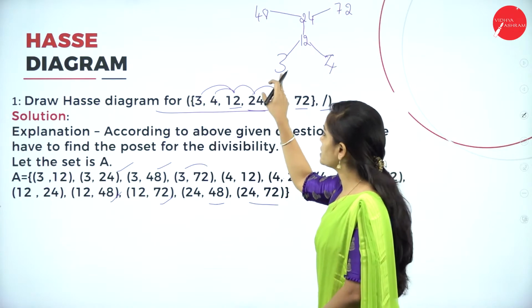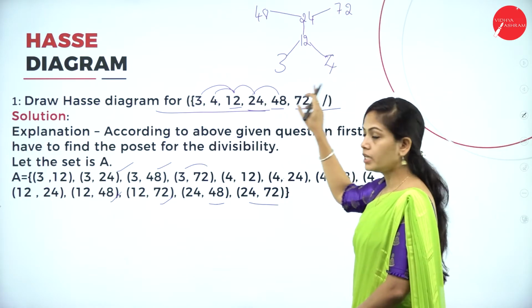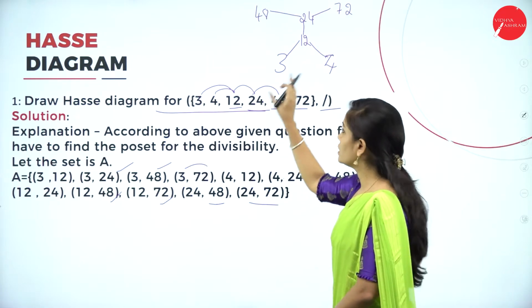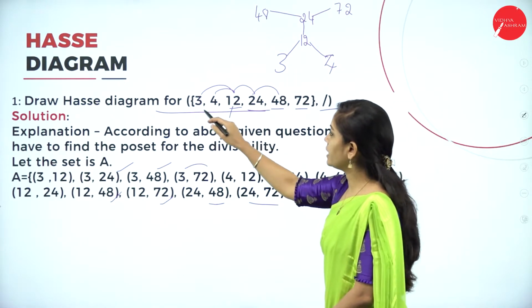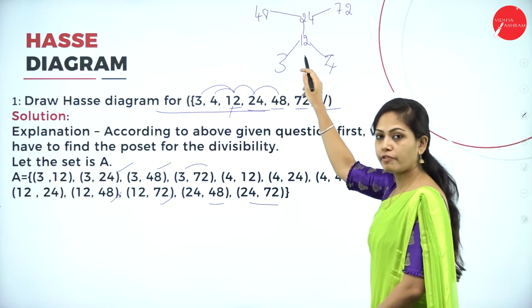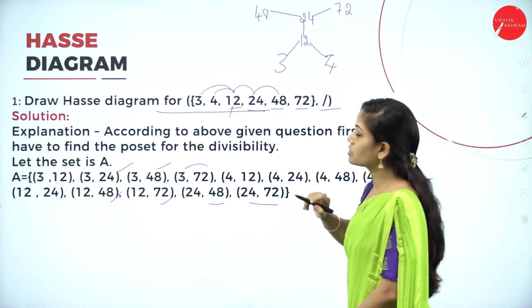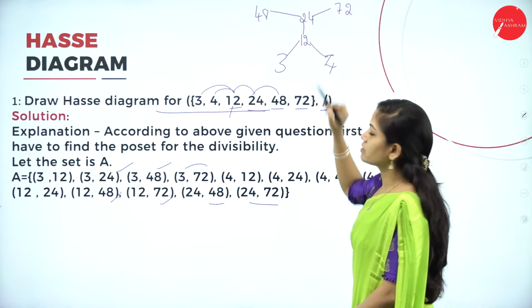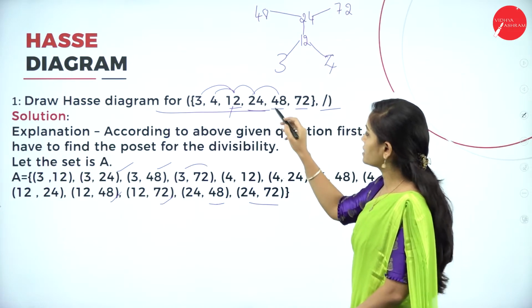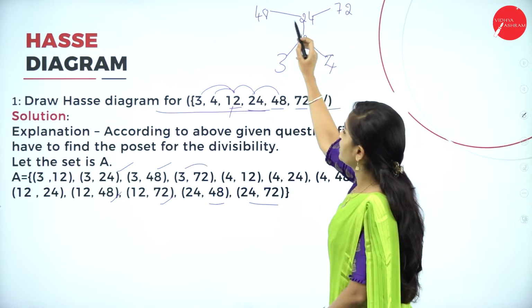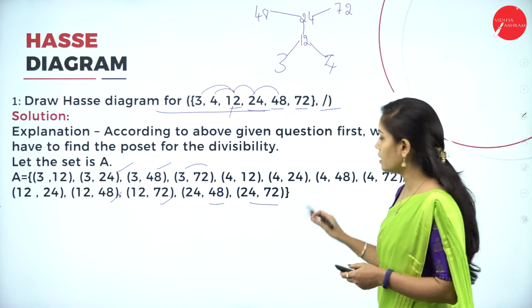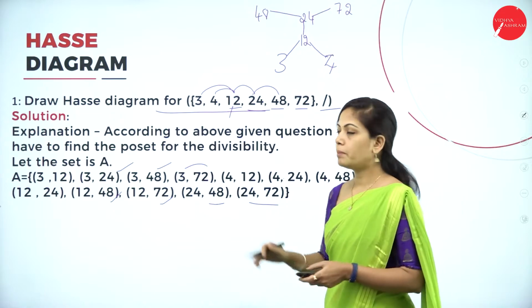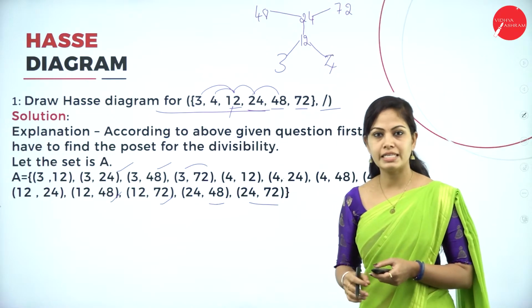So first element is 3, the second element is 4. So 3 cannot divide this 4. So I will separate the elements 3 and 4, and then 12. 3 can divide 12, 4 can also divide 12. And the next element is 24. 12 can divide 24, right? And the next element is 48. 24 can divide 48, 24 can divide 72. It is very simple. First write the relations. By seeing this, you can draw a Hasse diagram directly.